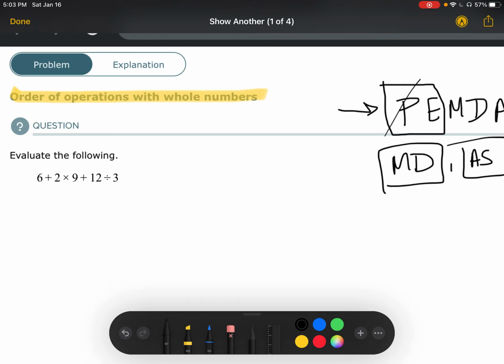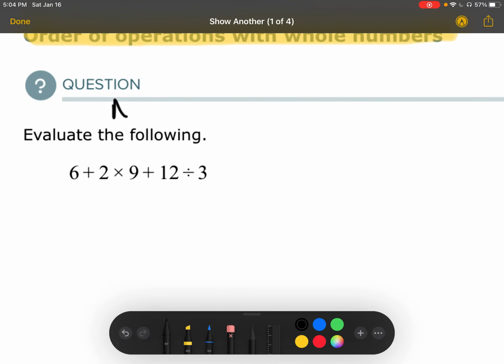I don't have any parentheses, so I'm crossing that off the list. I don't have any exponents, so I'm crossing that off the list. So my next thing is multiplication and division. I'm going to write this over here. This is the step we're on right now. I'm going to look to the left and work my way to the right, and identify anything that needs to be multiplied and anything that needs to be divided. I'm going to multiply 2 times 9, and that is 18. And 12 and 3 are being divided, and that is 4.